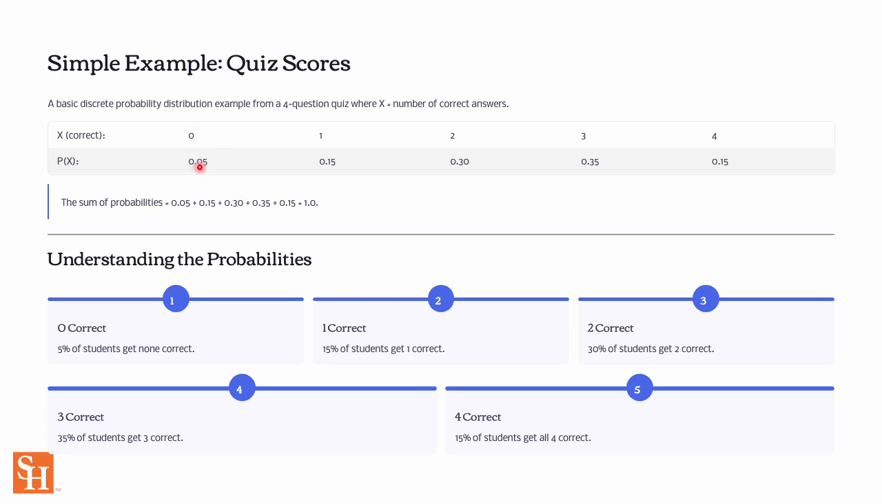Here the probability associated with a score of 0 is 0.05. So what does that mean? That means 5% of the students in the test scored 0, right? And here the number 0.15 means 15% of the students in the test scored just 1. 30% of the students in the test scored just 2, and 35% of the students scored 3, and so on, right? I think the interpretation of the probability distribution is clear to all of you now, right?